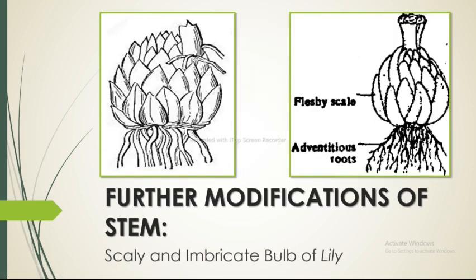Further modifications of the stem also include the scaly and imbricate bulb of lily. So in the first figure and the second figure, you can see this is fleshy scale, and these are adventitious roots as shown in the figure.